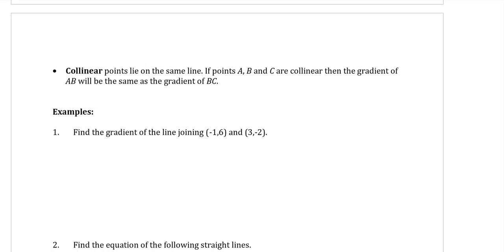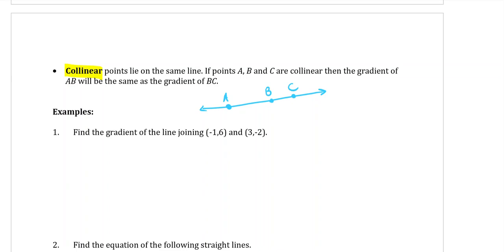On the next page, the word collinear. Collinear points are points that are on the same line. So if points A, B, and C are collinear, then the gradient of AB would be the same as the gradient of BC. So a straight line like this, a bit wobbly, but you get my point. The points A, B, and C are randomly spaced along that, and they would all have the same gradient because they're all on that same line. So that means they're collinear points.